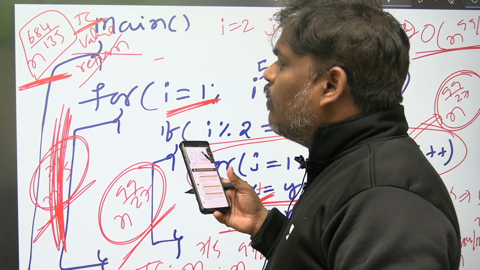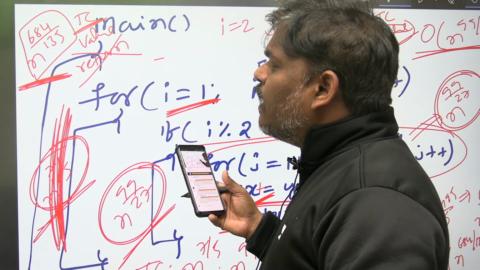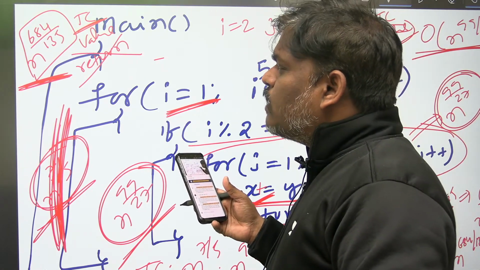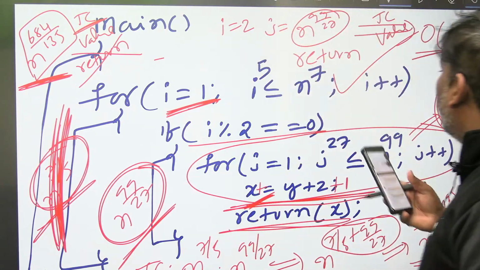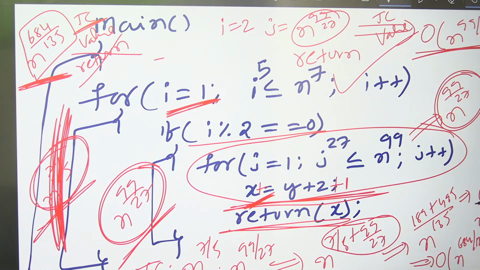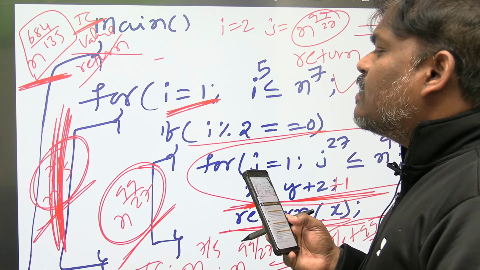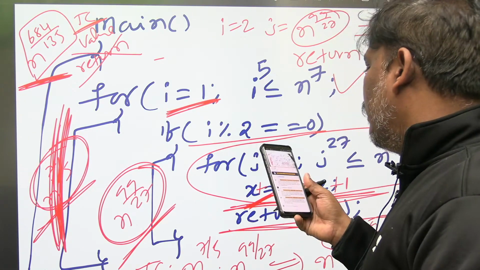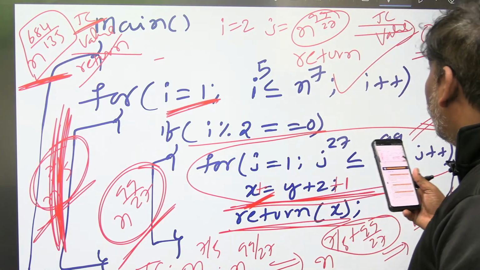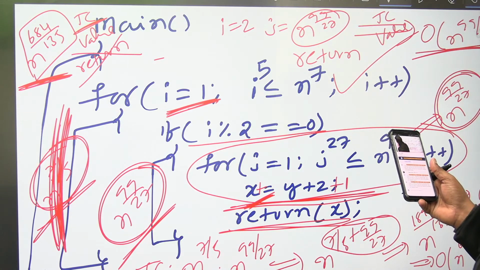I am repeating once again. Without return, n power 684 by 135, time complexity and value both. With return, the time complexity and value is n power 99 by 27. So please be careful. Listen everyone now: without return, the answer is n power 684 by 135; with return, the answer is n power 99 by 27.